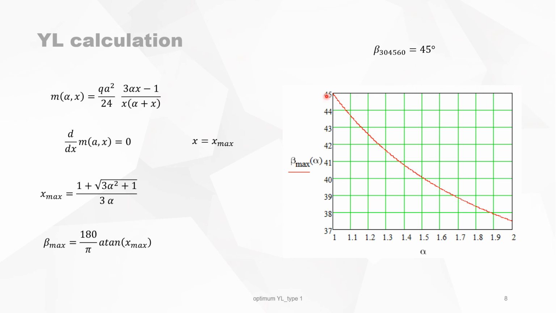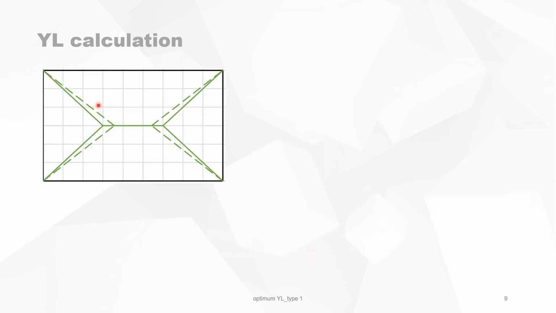So it means that if you optimize the yield lines, you will end up with an angle which is smaller than 45 degrees. And this angle depends on the ratio of length divided by width of the slab. Let's now look at an example. We have a rectangular slab, size A is 6 and B is 9 meters, and it's loaded by 10 kilonewton per square meter.